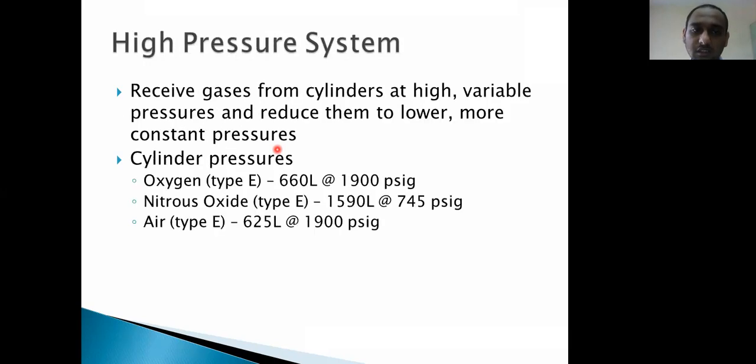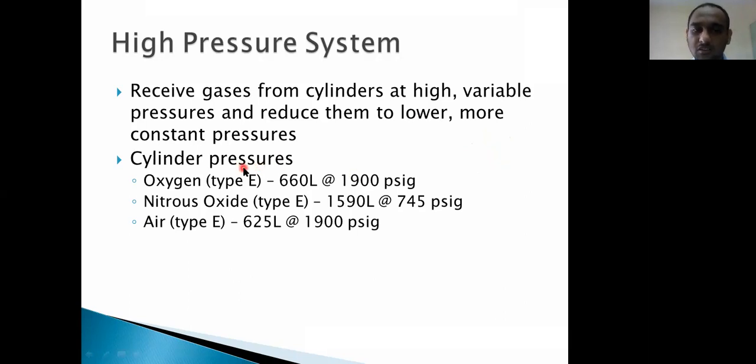So the high pressure system receives the gases from the cylinders at high variable pressures and reduces them to lower and more constant pressures. So different cylinders are going to be filled at different pressures, but we want the intermediate pressure system to be stable. So what the high pressure system does is receive the gases from these cylinders at variable pressures and reduce them to lower and more constant pressures, so that the machine components remain safe and all alarms and all proportionating devices remain safe.